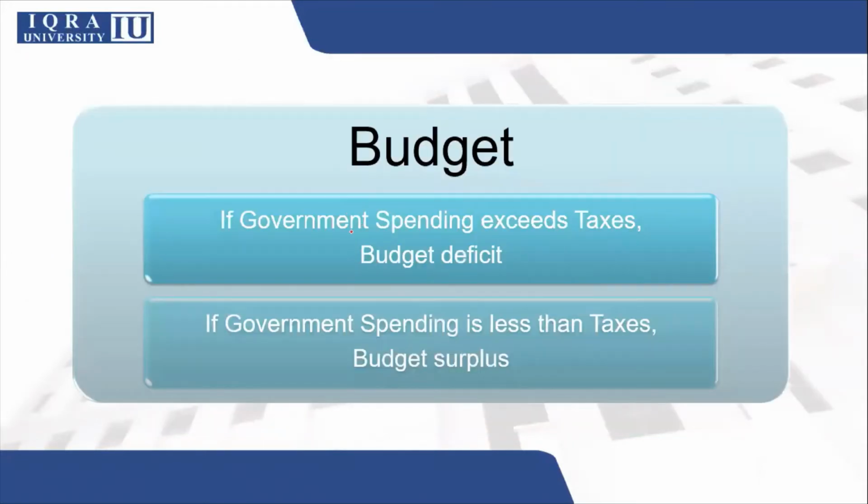So if the government spending is going to exceed the taxes, so if the cash outflow is going to be greater than the cash inflow, then the government will be in deficit. So there will be a budget deficit. And if the government spending is less than taxes, which means that the cash inflows are greater than the cash outflows, then the government will have a budget surplus. Now, why is it important to know whether there is a budget deficit or budget surplus? We'll discuss this later because this will have repercussions for the whole economy.